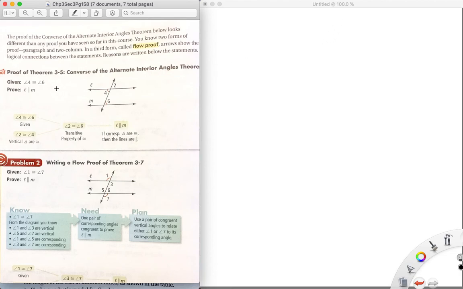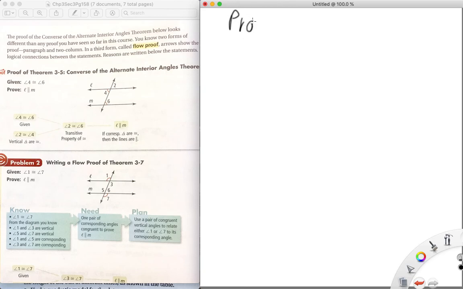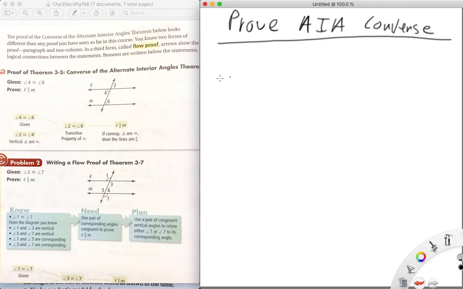Here we have the proof of the converse of alternate interior angles. So we're going to prove alternate interior angles, converse. I'm going to start it as a two-step proof first. They already show you the flow proof, but I'm going to do it as a two-step proof. It's a four-stepper. And it's always good to do the two-step because it sets you up for either a paragraph or a flow. It kind of writes itself.